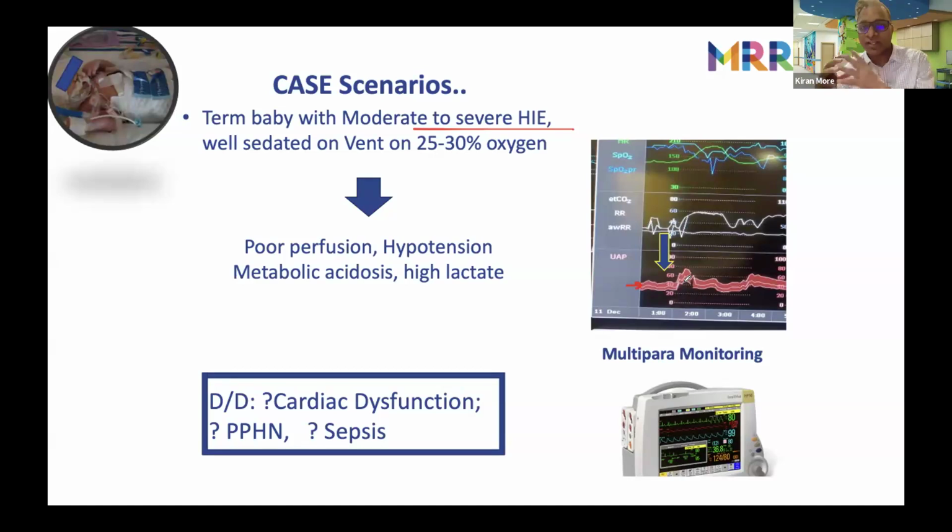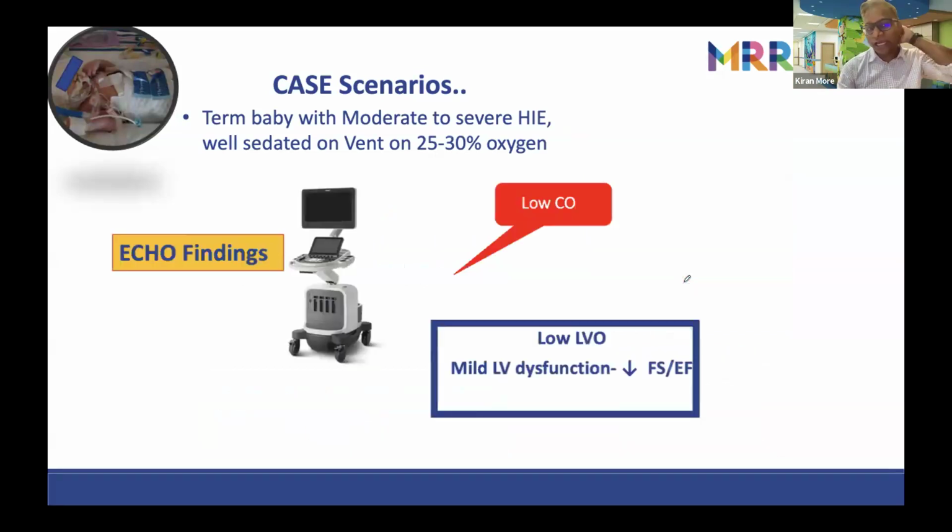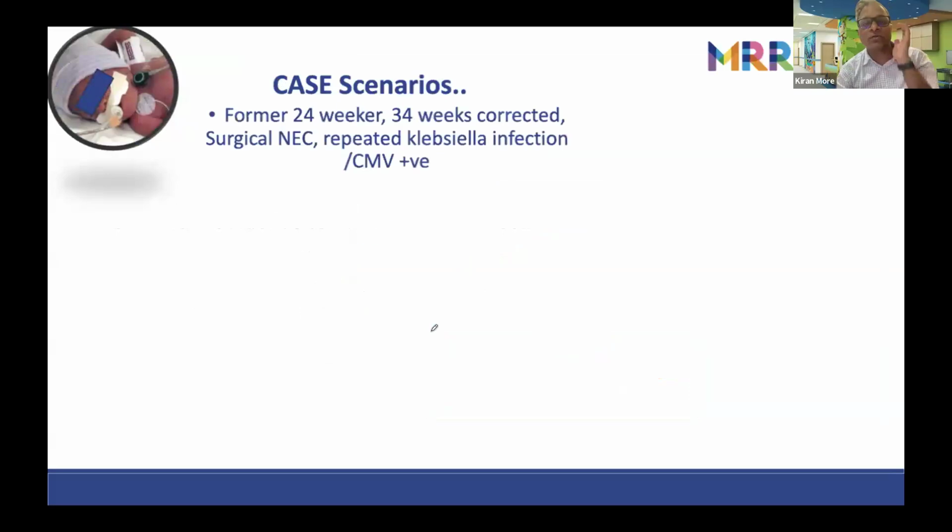If the SVR is low, then you will give dopamine or norepinephrine. But if your cardiac contractility is low, you will give dobutamine or epinephrine. So that's why echo is very important. And this baby had on echo a decreased fractional shortening and ejection fraction. LV function was low. So your choice of inotrope will be dobutamine or epinephrine. Instead of that, suppose you start dopamine or norepinephrine, your cardiac function will be hampered further. So these are the salient things I wanted to talk about.